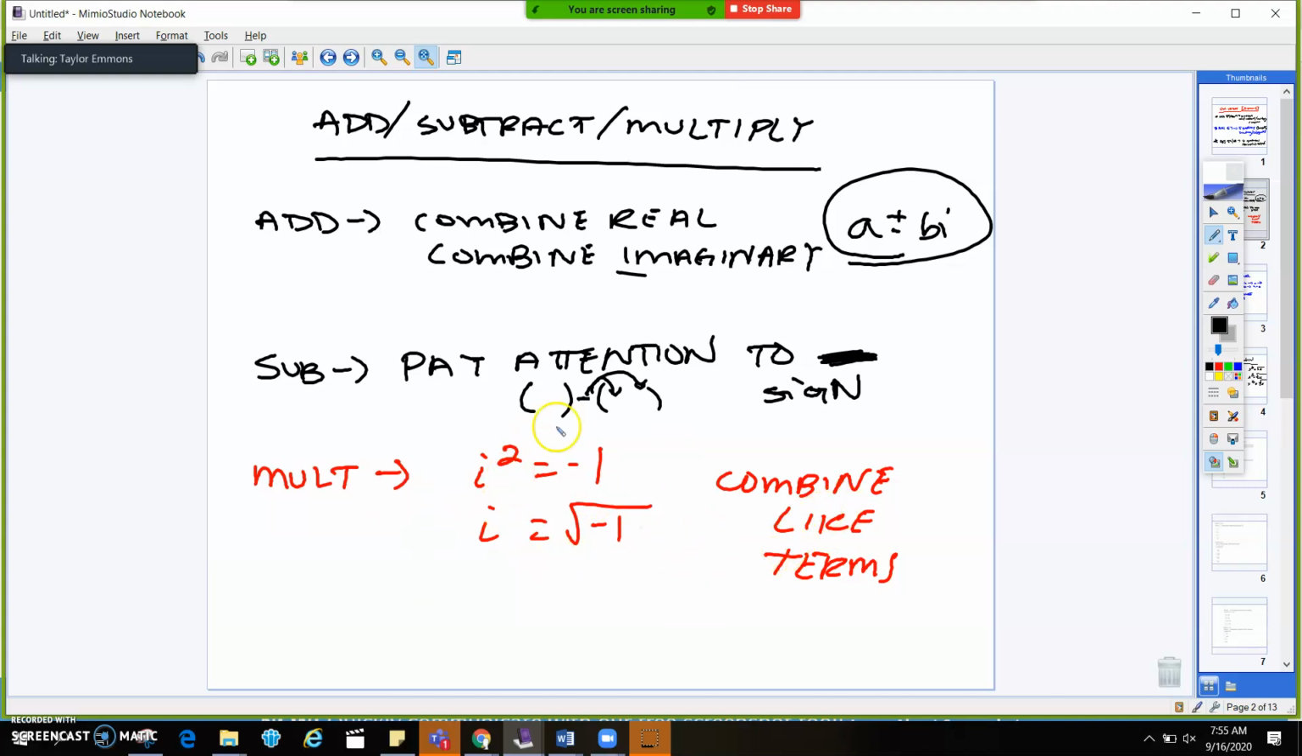Once you multiply everything out, you're going to combine your like terms. Okay, so essentially you should end up with something that has a plus or minus bi. If you don't, or if you still have an i squared, then it's wrong. Okay?